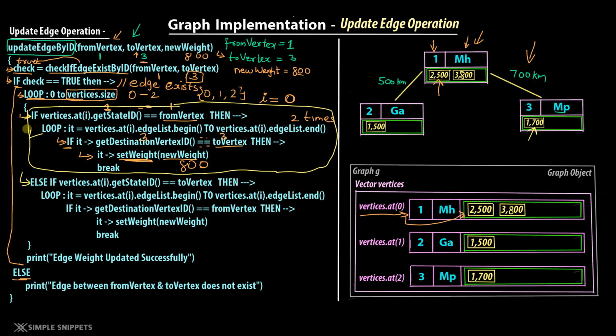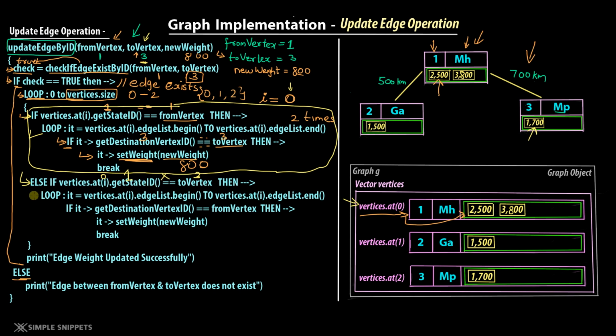So the first if is done. In the else if we say if vertices at get state ID, so we have I still equal to 0. So vertices at 0 is going to be the first vertex Maharashtra, the state ID is 1. So is 1 equal to 2 vertex? What is 2 vertex? 2 vertex that we've passed over here is 3, correct? 2 vertex is 3. This is not going to change. 1 and 3 are not going to change. Is 1 equal to 3?